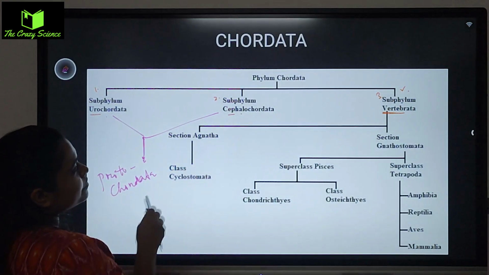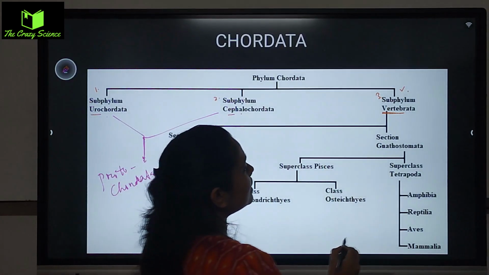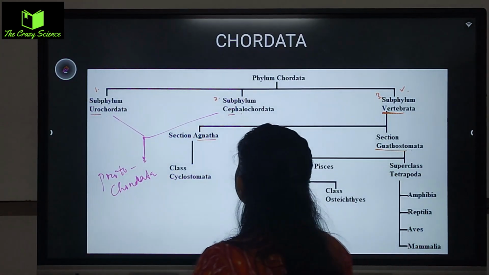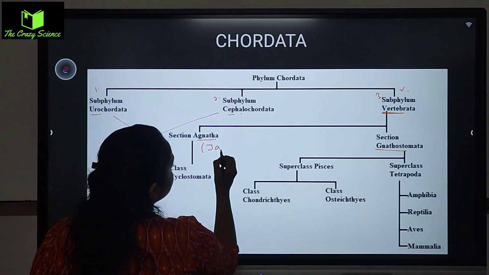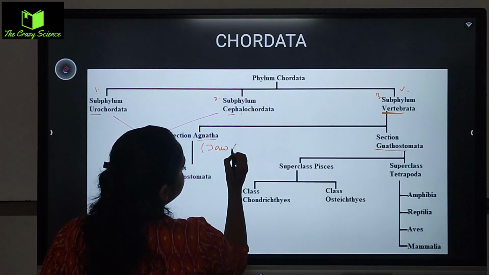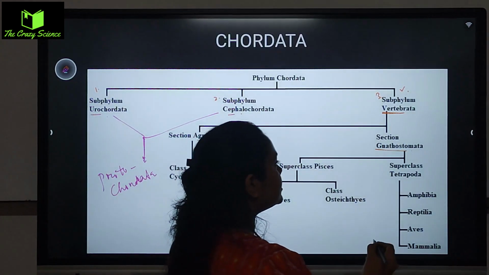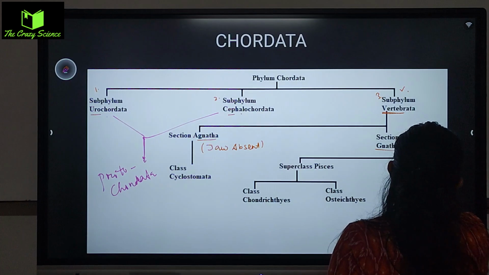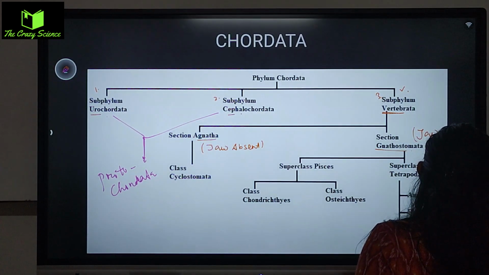So the Vertebrata is divided into further 2 sections. One is Agnatha, another is Gnathostomata. Okay, Agnatha I told you also, that is jawless. There is no jaw, means jaw is absent. Jaw is absent here, and jaw is present here. All of these have a jaw, jaw is present in this part.